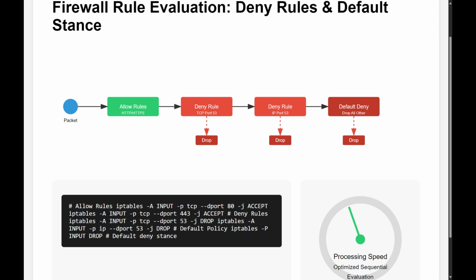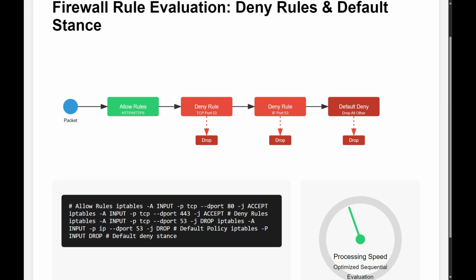Moving through the sequence, if a packet doesn't match the TCP deny rule, the evaluation continues. The next rule examines IP traffic using port 53, regardless of source or destination. This represents another layer of security control in the rule hierarchy. Significantly, the final rule implements a default deny stance. This critical security principle states that any traffic not explicitly permitted by previous rules is automatically denied. This deny-all approach serves as a security baseline, ensuring that only specifically allowed traffic patterns can traverse the firewall.